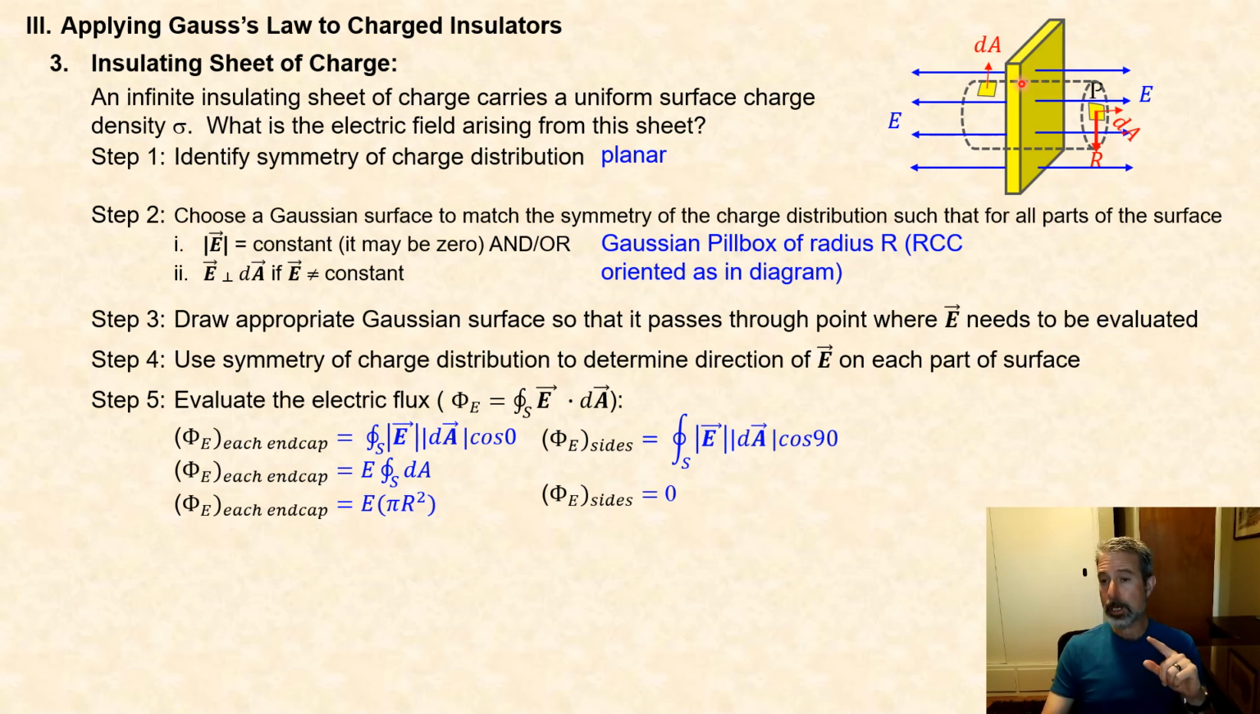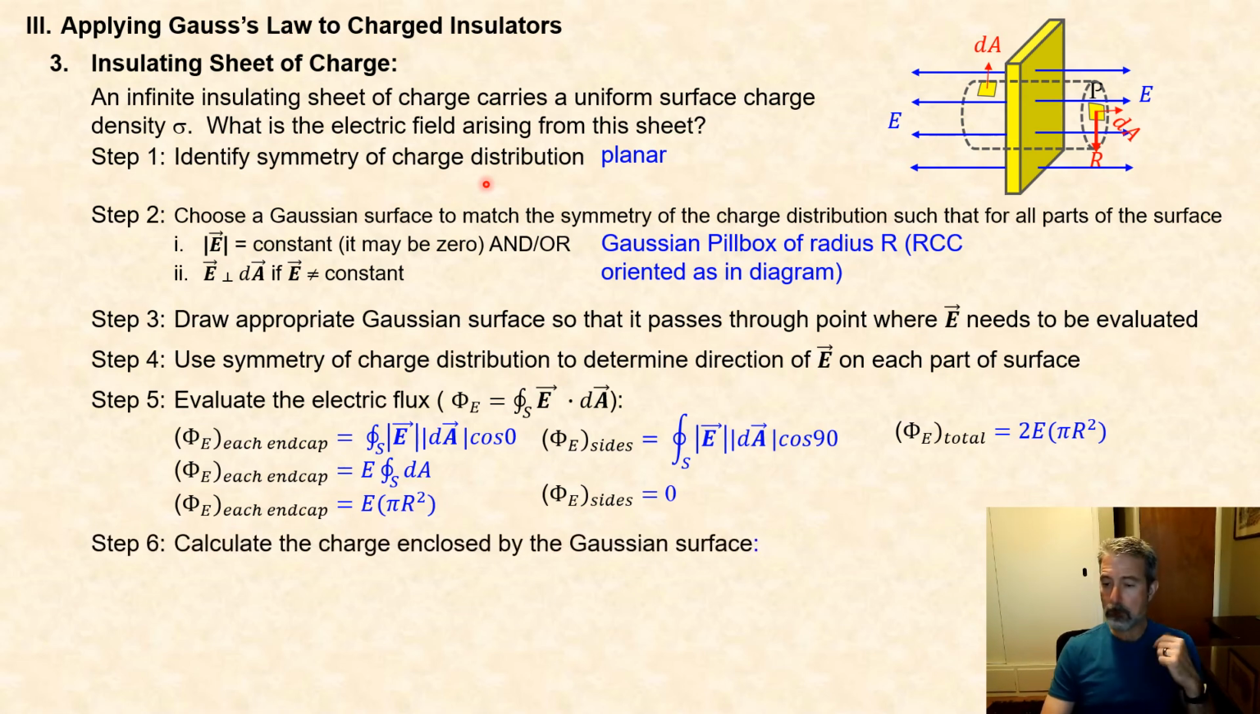Now for the total flux, be careful because we have two ends. We get flux through the right-hand end cap, and an equal amount of flux through the other end cap, on the other side of the sheet. So our total flux is really twice this expression. All right, so we can calculate the charge enclosed by the Gaussian surface. For this really two-dimensional charge distribution, the charge enclosed is just the charge density times the area of that Gaussian surface, the area enclosing the charge.